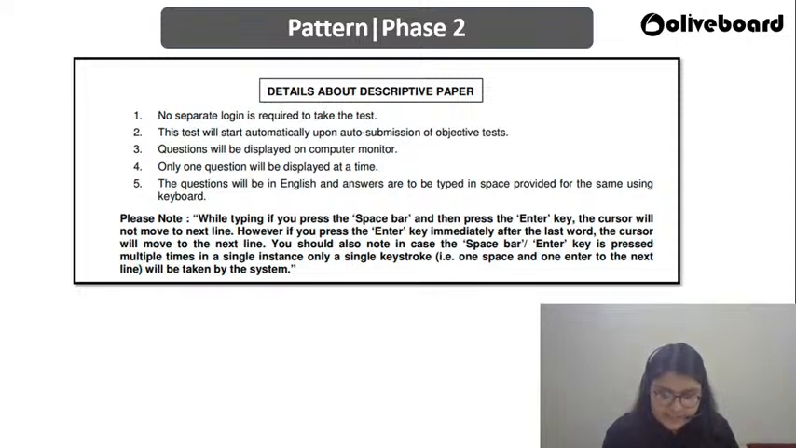Yes, for precis writing, you need to give a heading to the precis. There is no set pattern; I might have a different heading for the same precis, and another person might have a different one. You just need to understand the theme and give a heading accordingly.